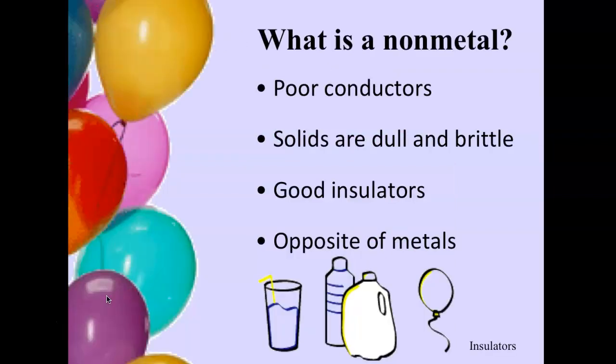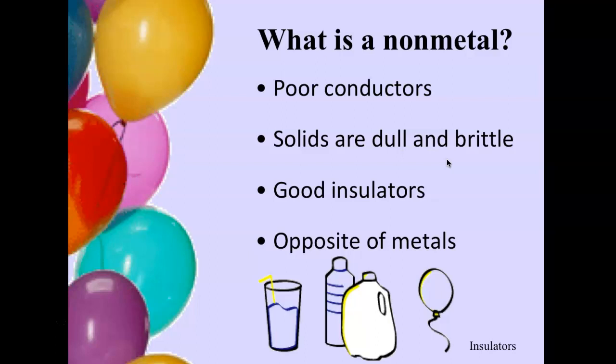So what is a nonmetal? In all ways, a nonmetal is the opposite of a metal. Whereas metals were good conductors, nonmetals are going to be poor conductors. That means they're not going to be able to conduct heat and electricity very well. A lot of the nonmetals are going to be gas, but a lot of them are also solids. The ones that are solids are going to be dull and brittle. Brittle means that they would be able to break easily.